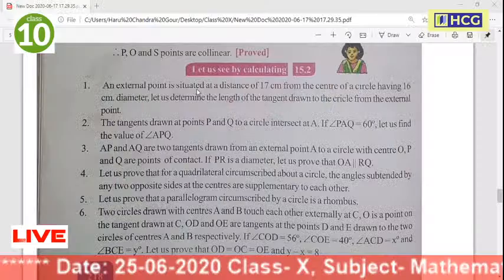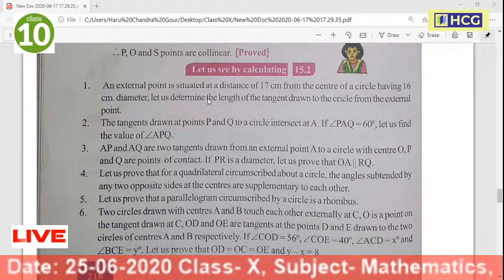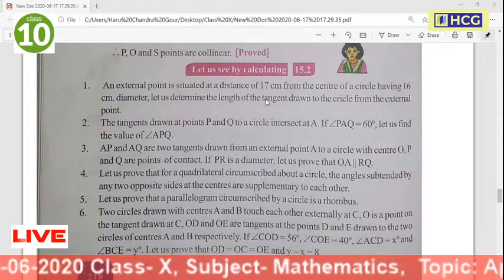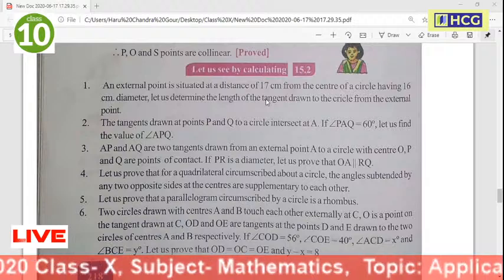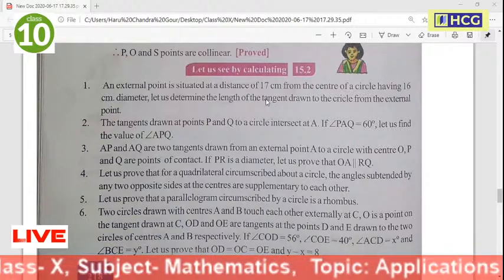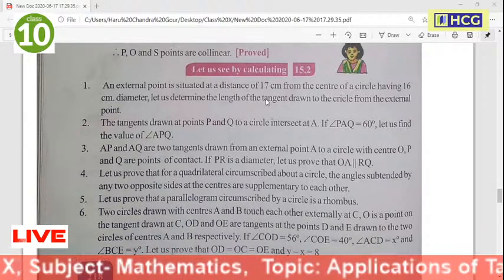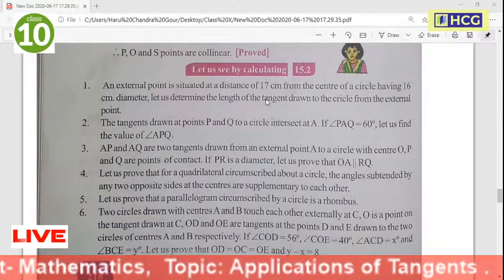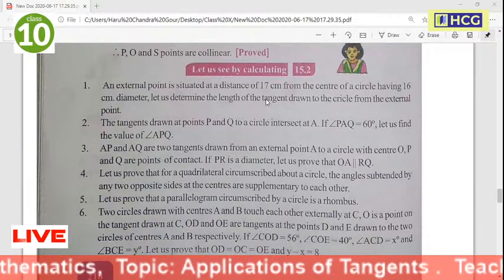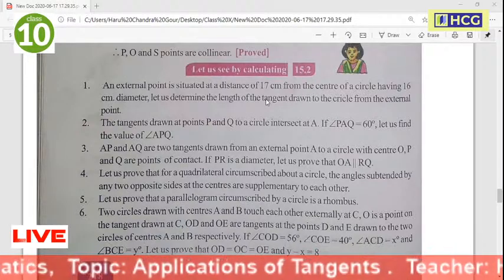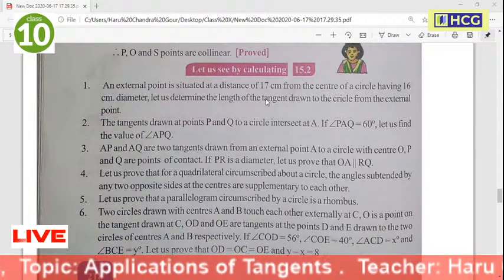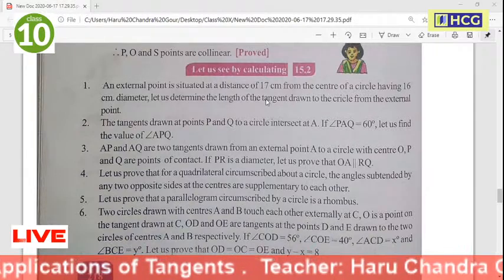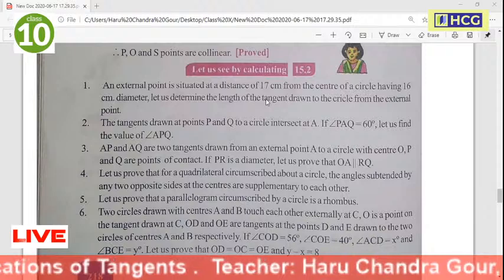Question number 4. Let us prove that for a quadrilateral circumscribed about a circle, the angles subtended by any two opposite sides at the center are supplementary to each other.